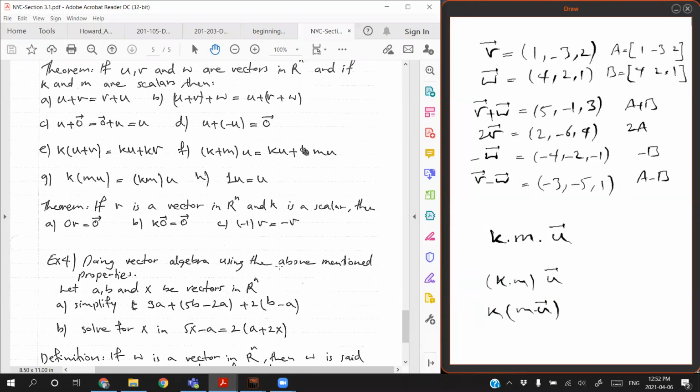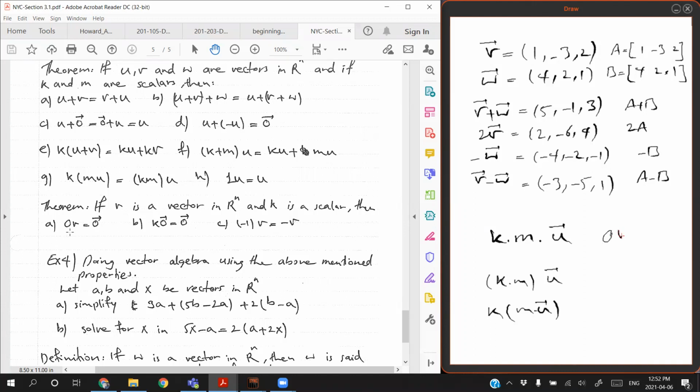Make sense? They're very clear. And the proofs of these are also very easy using the definition we just had about how to add up and how to do the scalar multiplication. If v is a vector in Rn and k is a scalar, then we have these three properties.